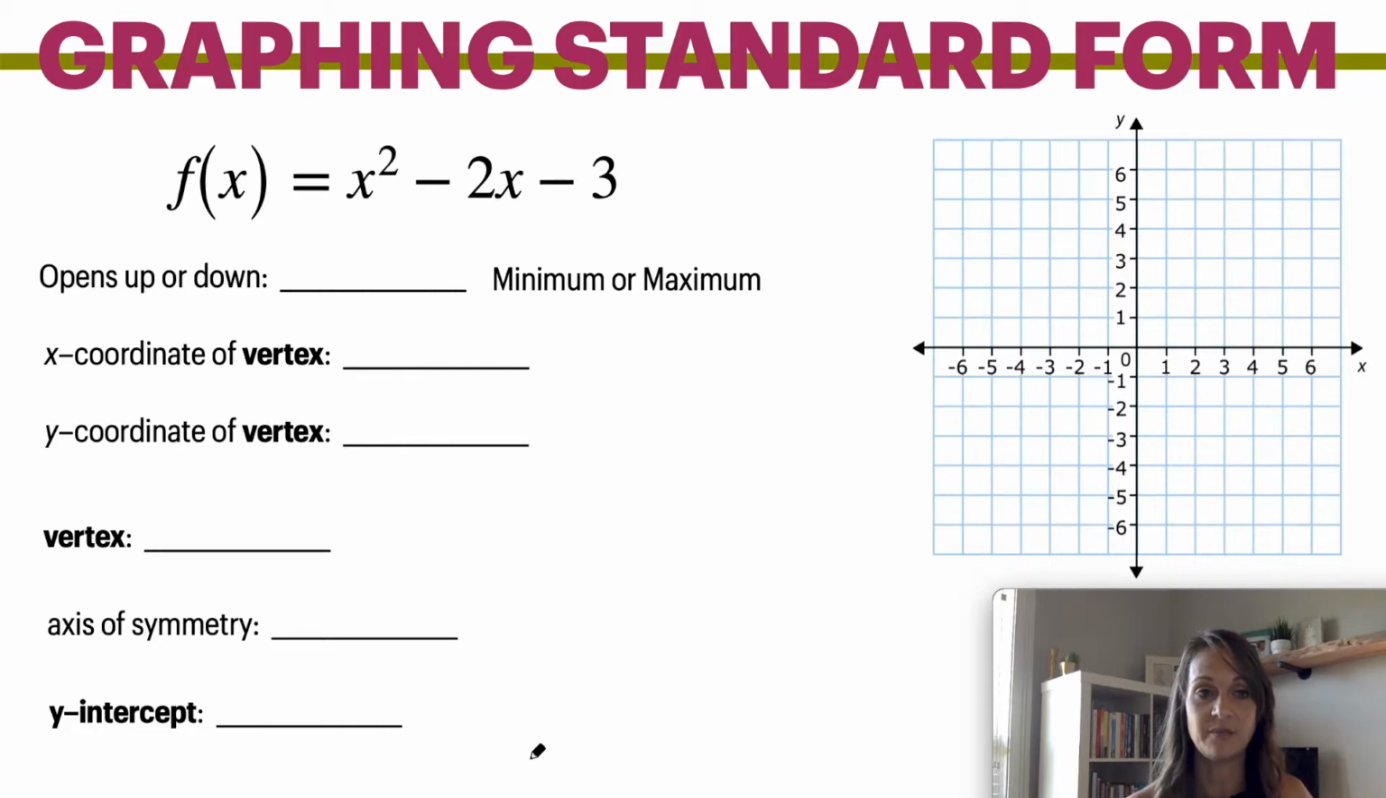So let's do an example. We have a polynomial. We want to know, does it open up or down? Well, you look at the value in front of x squared. It is positive, so it is going to open up. We discussed at the beginning that if it opens up, it actually becomes a minimum value.